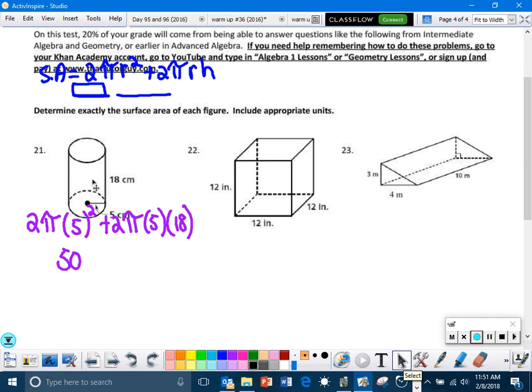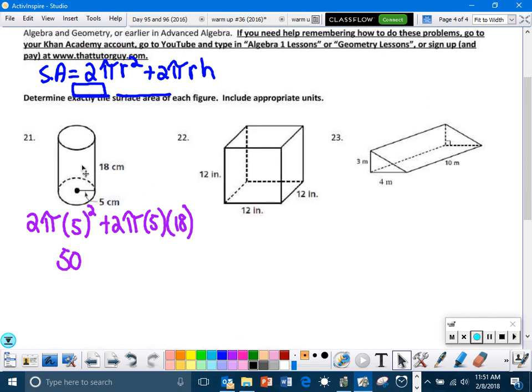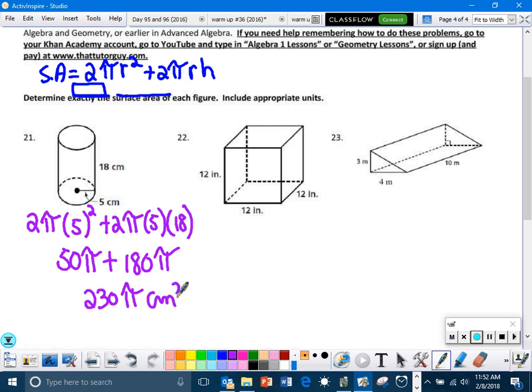Just a second. For some reason, my pen disappeared. So 50 pi plus, now 2 times 5 times 18, 2 times 5 is 10, 10 times 18 is 180 pi, again, do not do anything to the pi symbol, leave it alone. Now, this is just like combining like terms. Add those two together, we get 230 pi, and it would be centimeters squared. That's my answer.